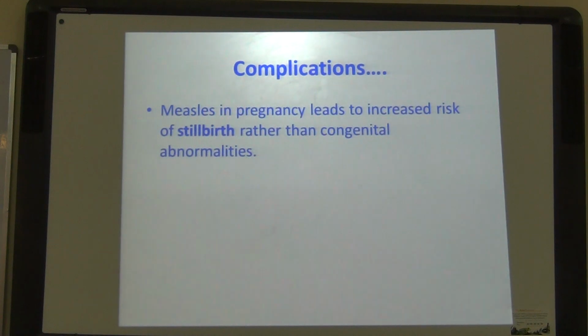If measles occurs in pregnancy, it is more dangerous. It may cause stillbirth, unlike rubella syndrome, which causes congenital abnormalities. So it is very dangerous when measles occurs in early pregnancy.